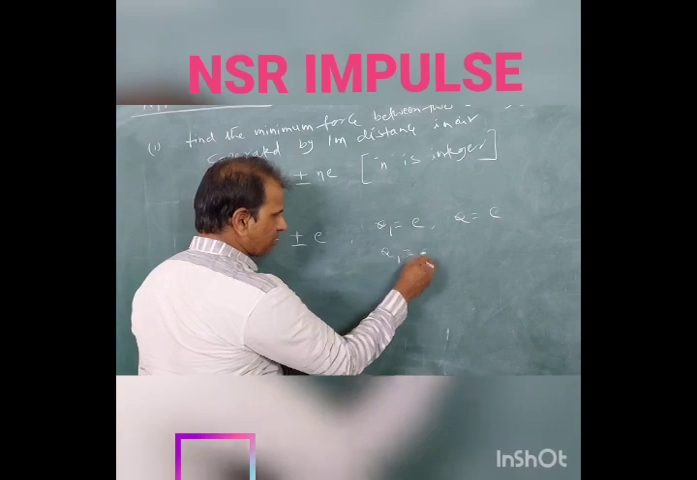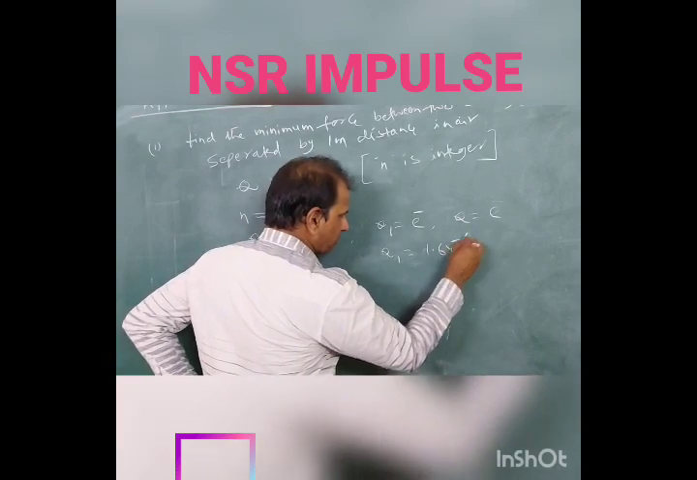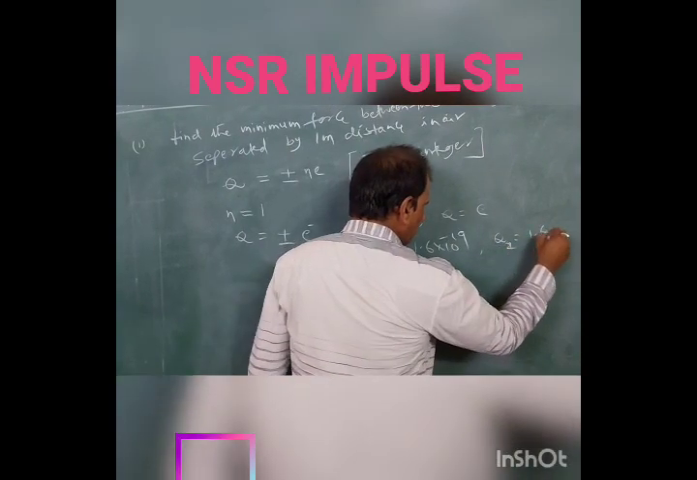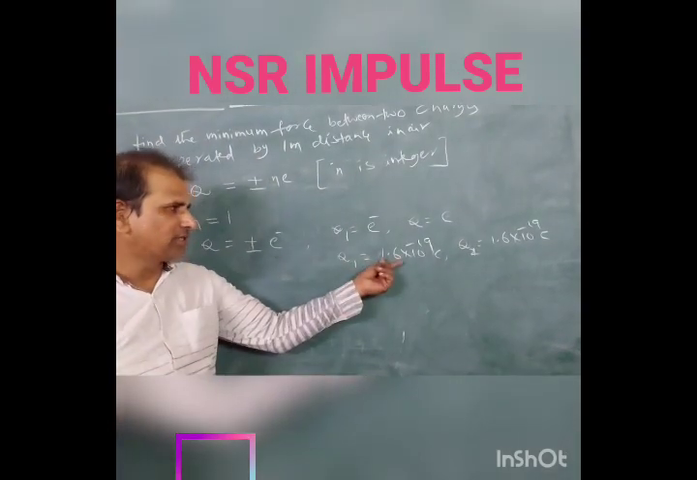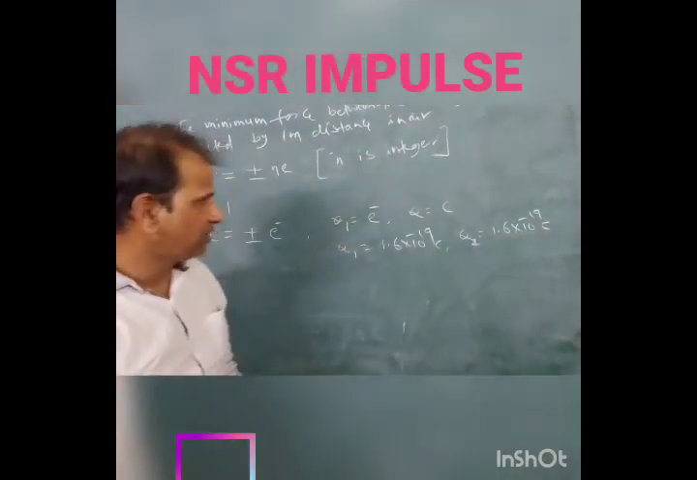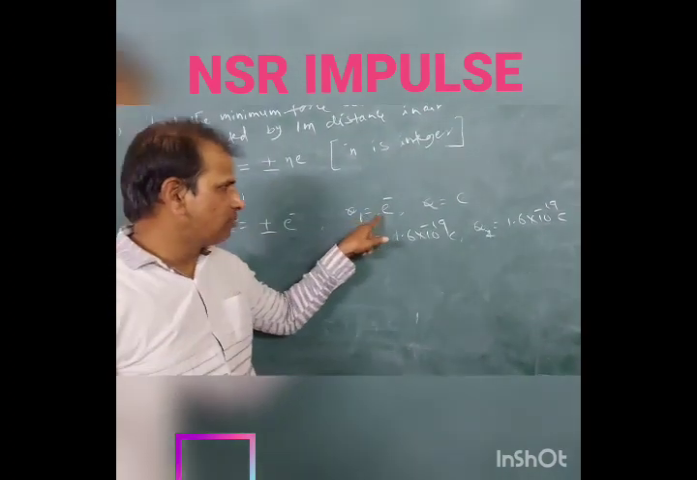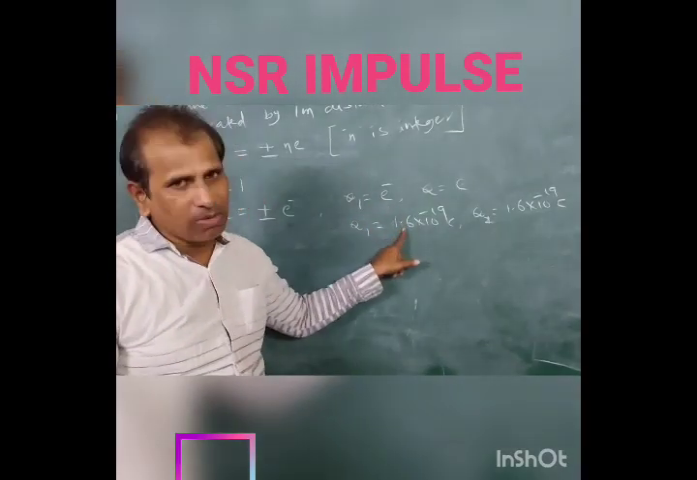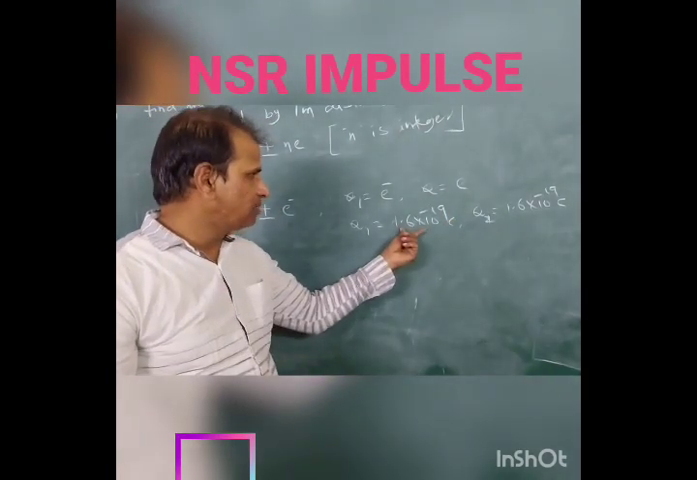What is the charge of an electron? The charge of an electron is 1.6 into 10 power minus 19 coulomb. The other charge Q2 is also 1.6 into 10 power minus 19 coulomb. So Q1 and Q2 are each 1.6 into 10 power minus 19 coulomb. This is the charge of the electron. Don't forget, the number of electrons removed is 1, 2, 3, 4, 5, etc., but the charge of a single electron is this fraction, 1.6 into 10 power minus 19 coulomb. Now this is the minimum charge available.